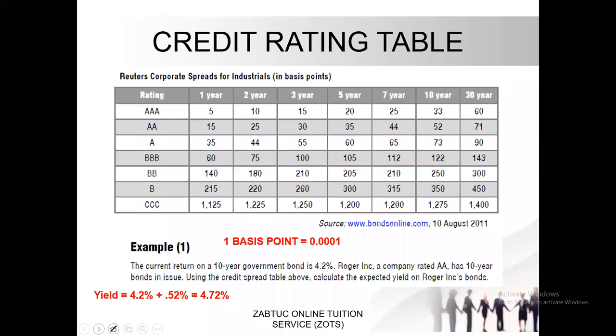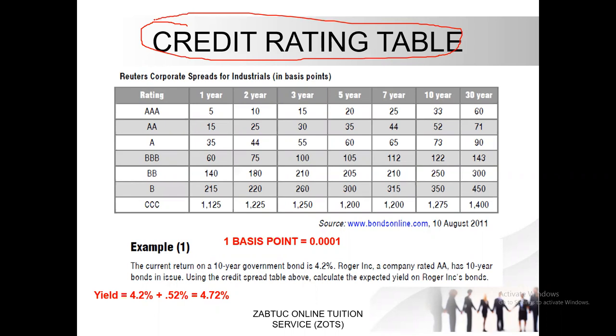After you have considered them, the credit rating agencies have come up with what we call what? Credit rating tables. Credit rating tables. These tables have been standardized so that we can use them to read the default risk. How? Let's look at this table.